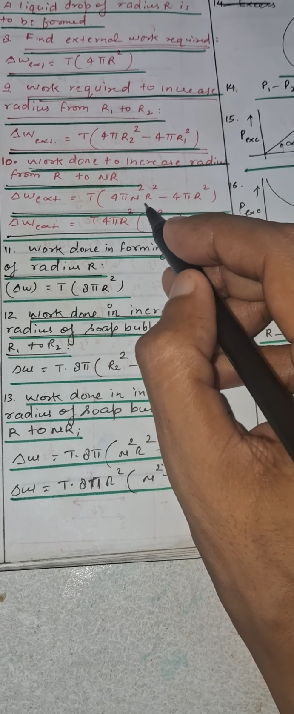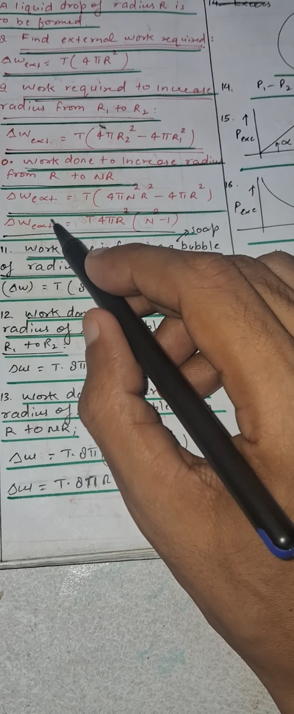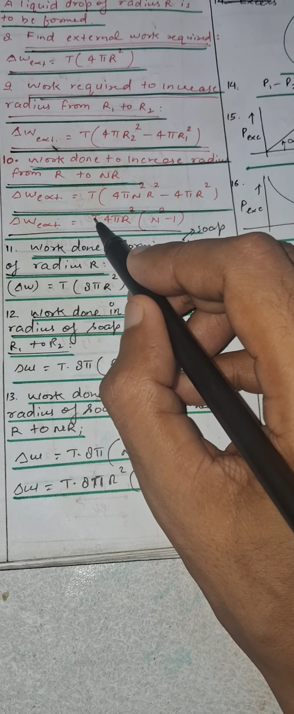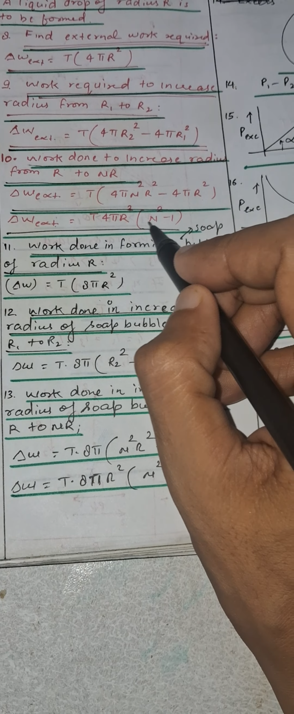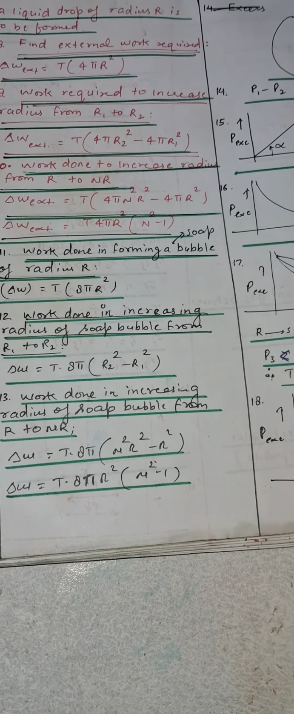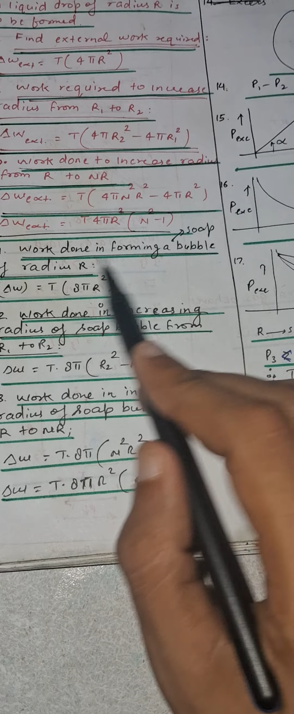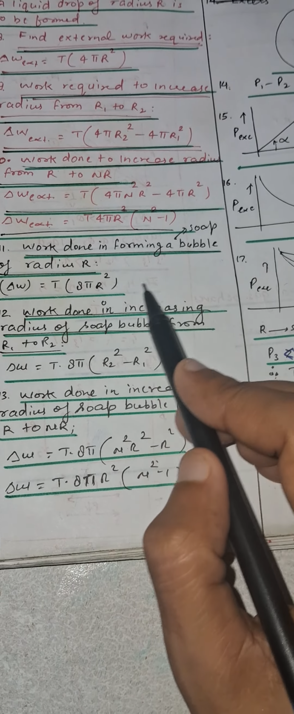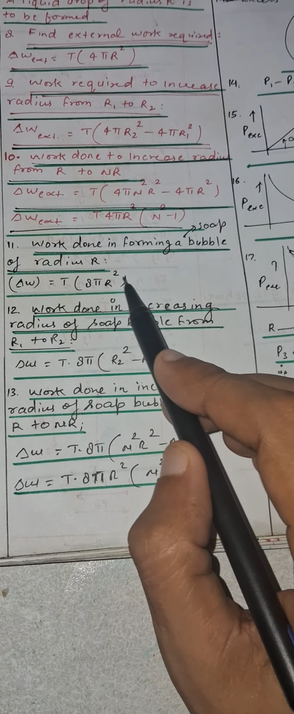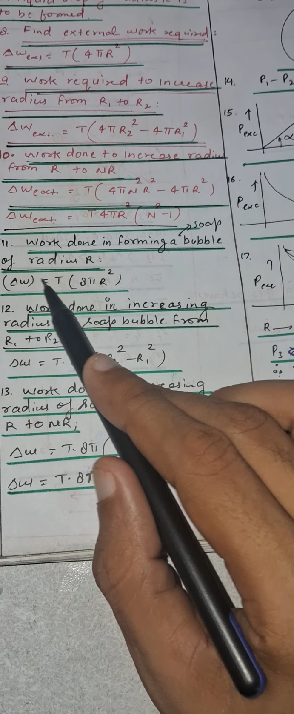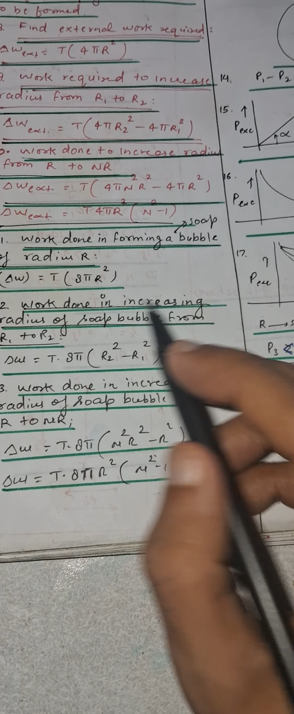Next is work done to increase the radius from r to nr. So take r2 as nr and r1 as r. After simplification, we have external work done as T into 4 pi r square multiplied by n square minus 1. Then we have another question: work done in forming a soap bubble of radius r. A soap bubble has two surfaces, so just double the answer. So we have work done as T into 8 pi r square.